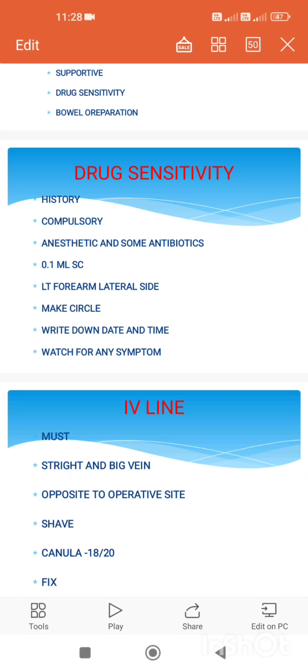Sensitivity test is taken on the left forearm lateral side. 0.1 ml drug is given subcutaneously. Make a circle, write down the date and time, and watch for any symptoms and signs.